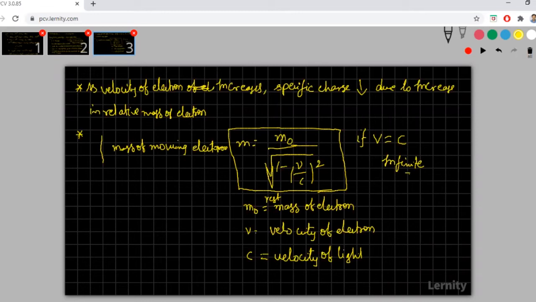Are you clear? So finally, the value of e/m of cathode rays is independent of the nature of the metal of the cathode and the gas used. Already I gave this point; once again I revise this one. Can you see here?